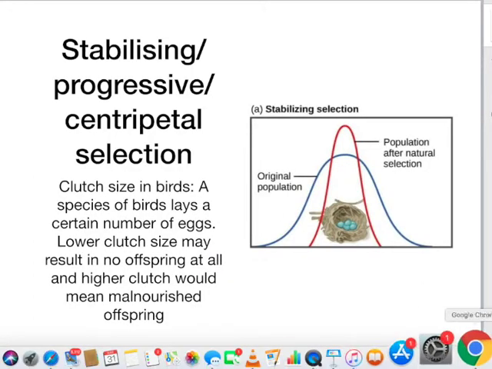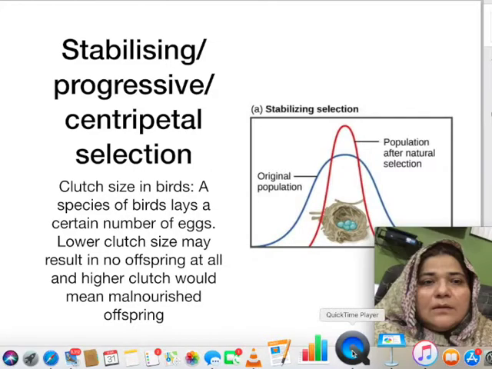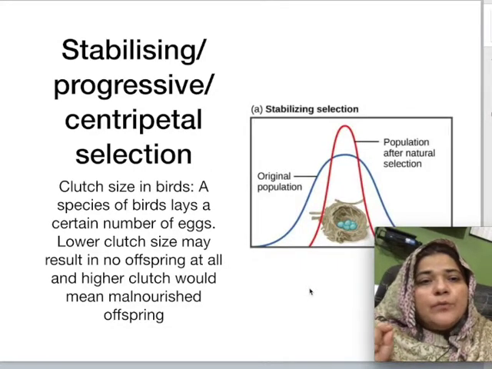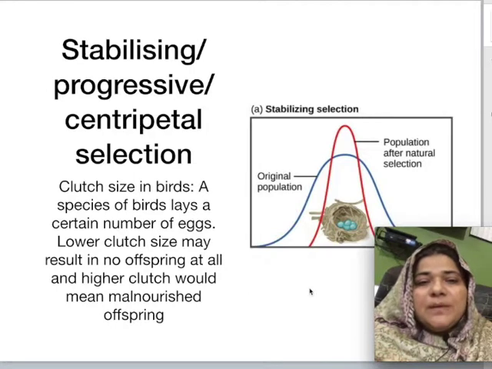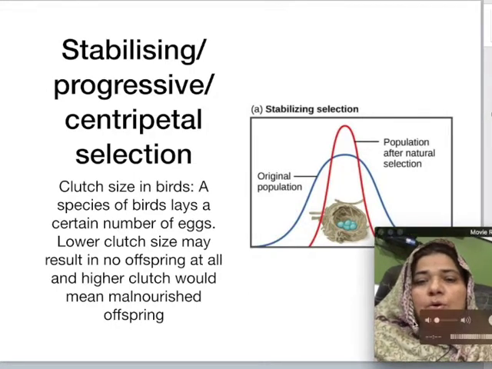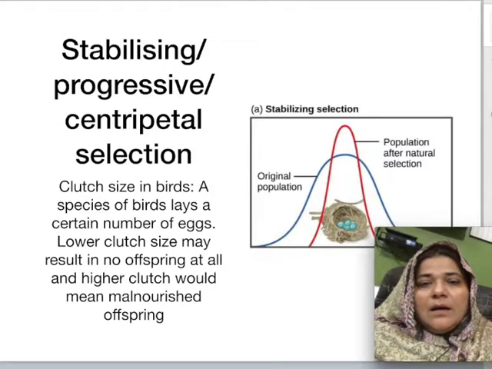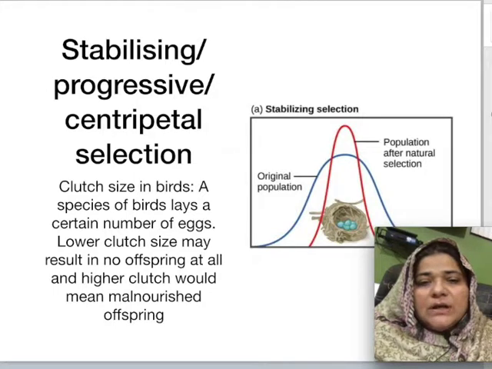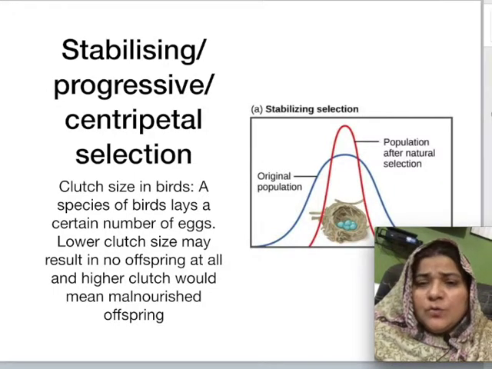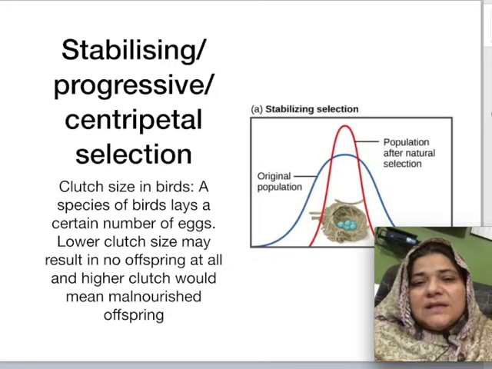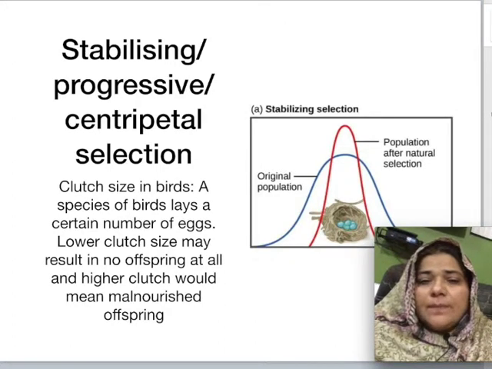So the first is stabilizing or progressive or centripetal selection. Now look at this diagram in front of you. This is a very simple example. Let us say there is a particular species of bird in which the normal clutch size, you know what clutch size is? The number of eggs per laying season is called clutch size. So if the clutch size normally is 4.